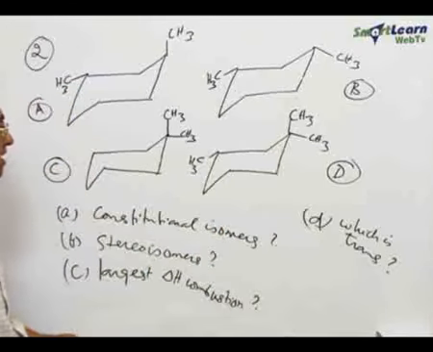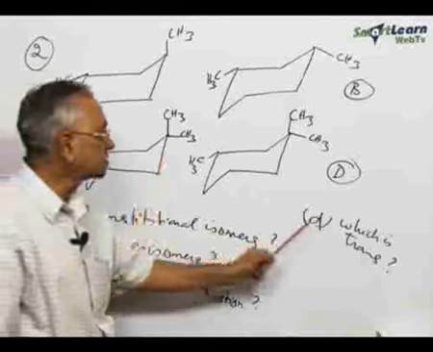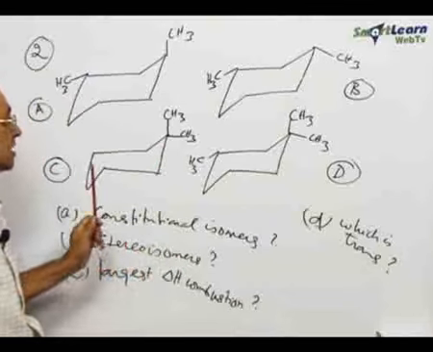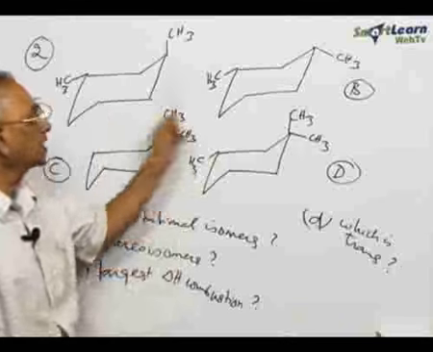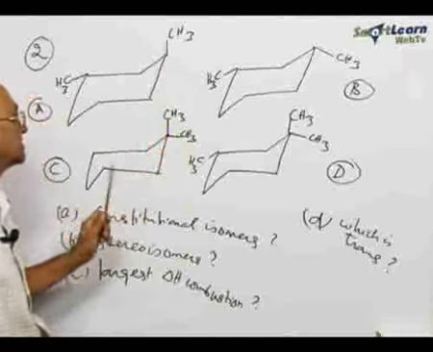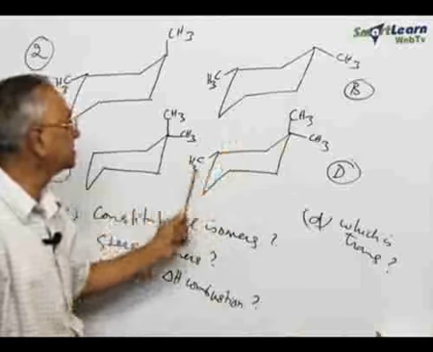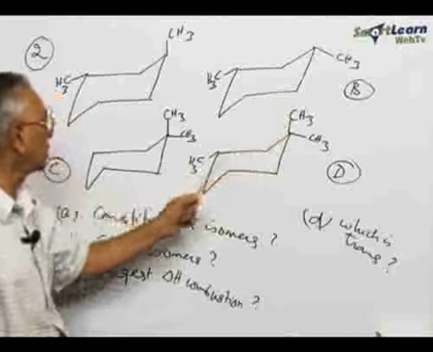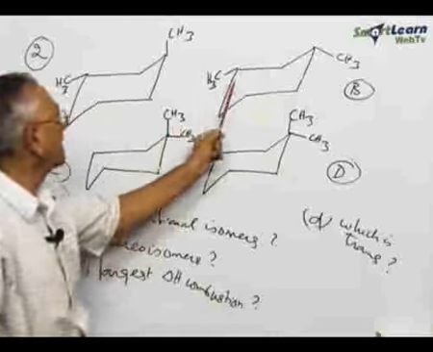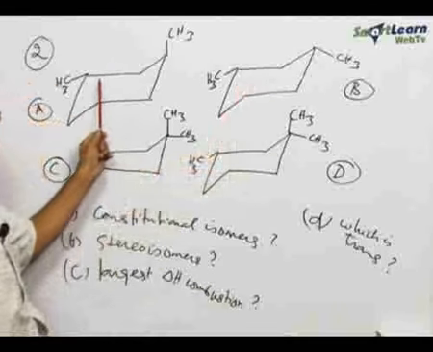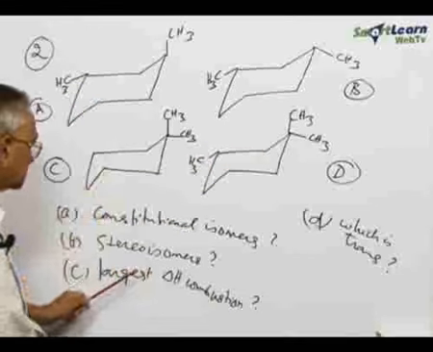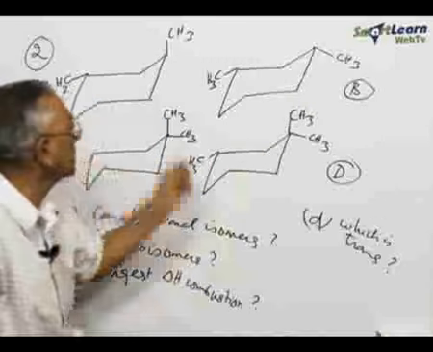Then the fourth question is, which one of them is trans? This has already been discussed among the stereoisomers. To make it clearer, the question asks which one among these four is trans in nature. Here we cannot fix cis and trans easily because there are more than two groups. In the case of A the two methyl groups are trans, and B is cis.